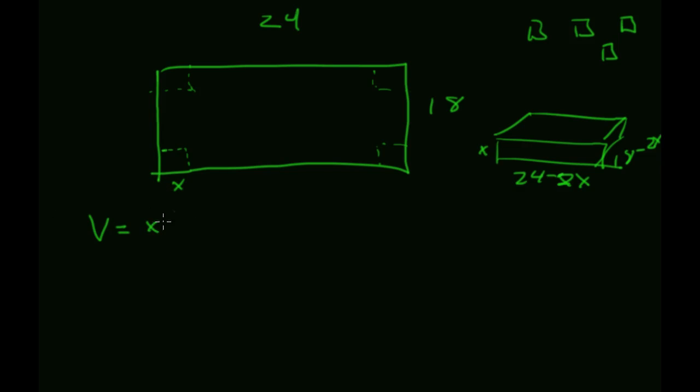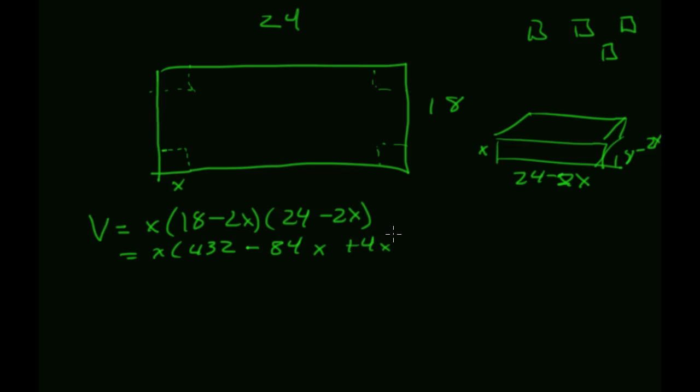So my volume is x times (18 minus 2x) times (24 minus 2x). Well, let's see, a little bit of mathing here. We get x times (432 minus 84x plus 4x squared), which means I have 4x cubed minus 84x squared plus 432x as the volume of the box.